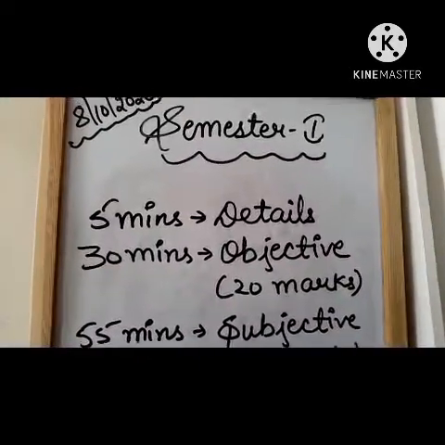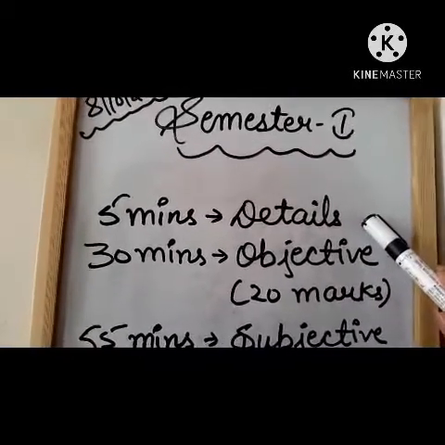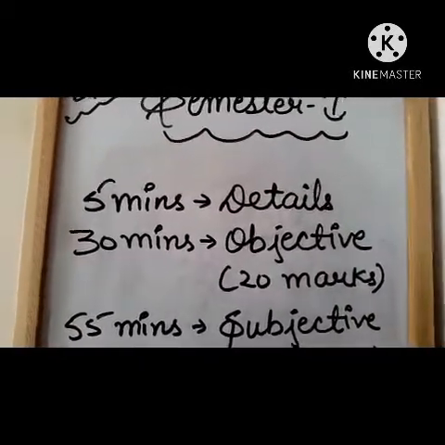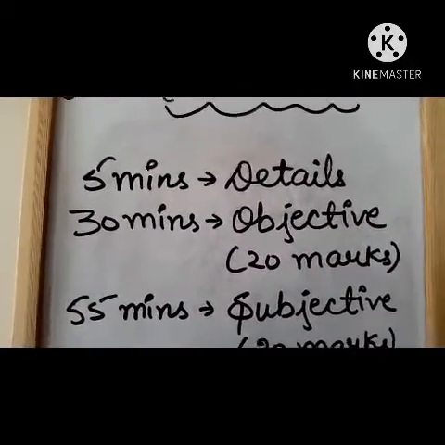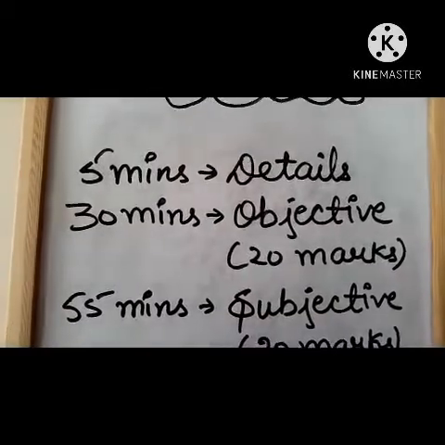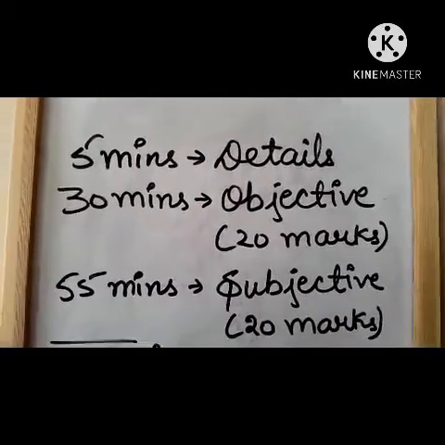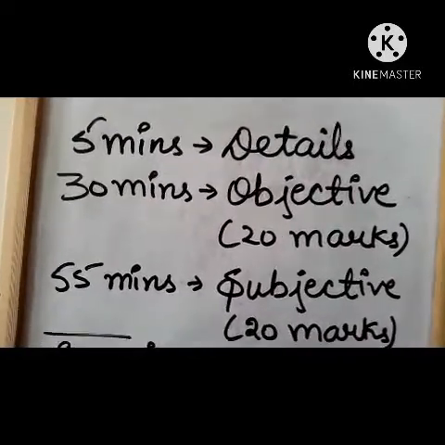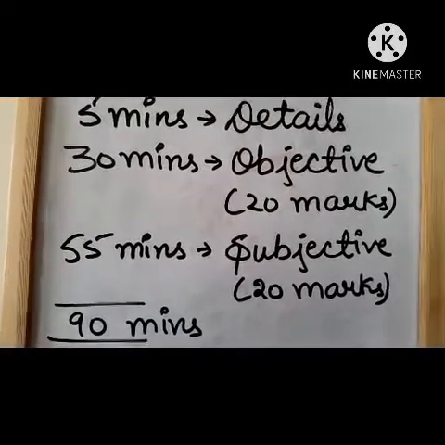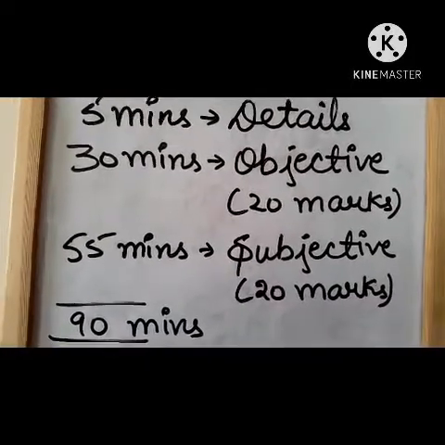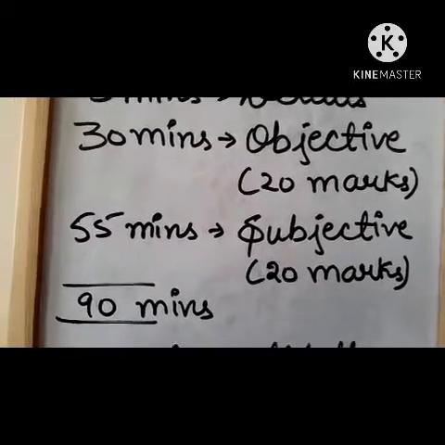So like this you will manage your time while doing your exam. Like 5 minutes for the details. As soon as you get your paper, you need time to fill the details, and 5 minutes is more than enough because you are habitual of filling the details on Google Forms. And then 30 minutes for the objective paper, as the objective paper is of 20 marks. So in these 30 minutes you have to check your paper also, and you have to complete it as well.